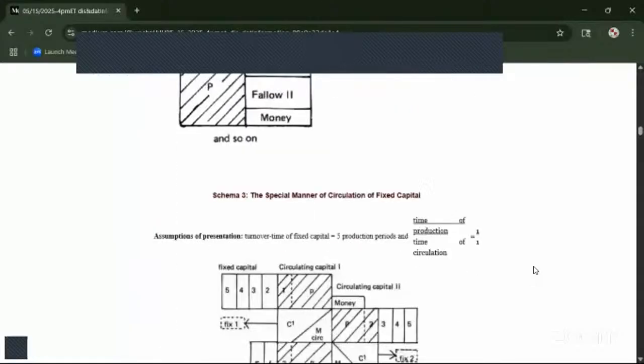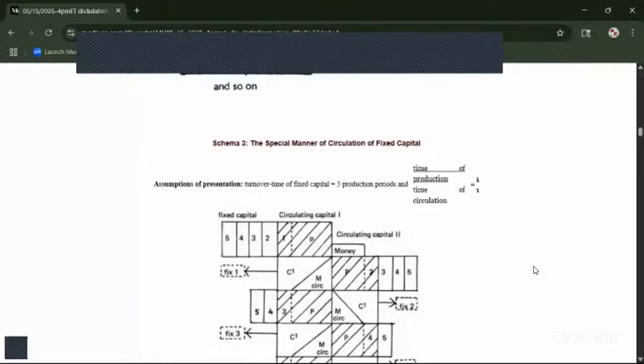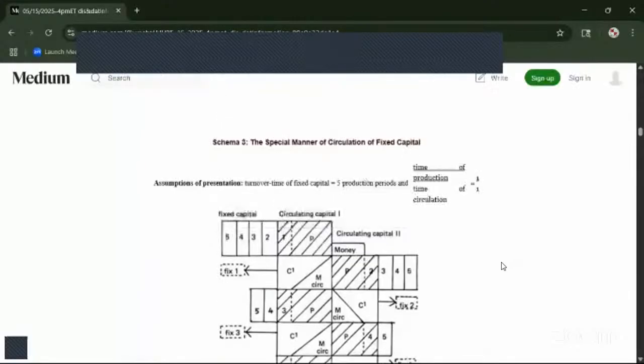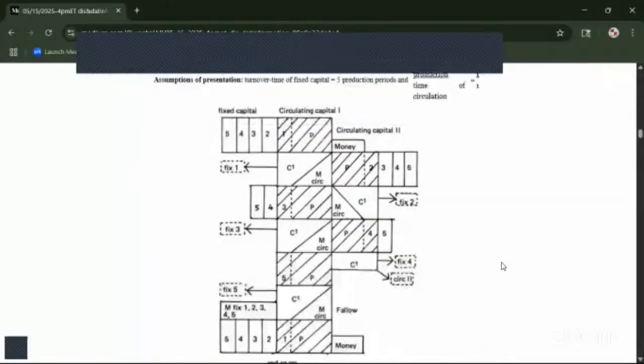Now, the special manner of circulation of fixed capital, this is Eldred and Roth. It looks complicated. It's just the same diagram we were just looking at, and we're looking at varieties of fixed capital, circulating capital. And you can see circulating capital 1, circulating capital 2, et al. So we were just looking at this brief little moment, the same moment that we're looking at above, but we're looking at certain things that are more fixed or held in order to create something else or to develop something else. And so you have these different little articulations built into this. And of course, you can see the fallow element in there as well, and so on.